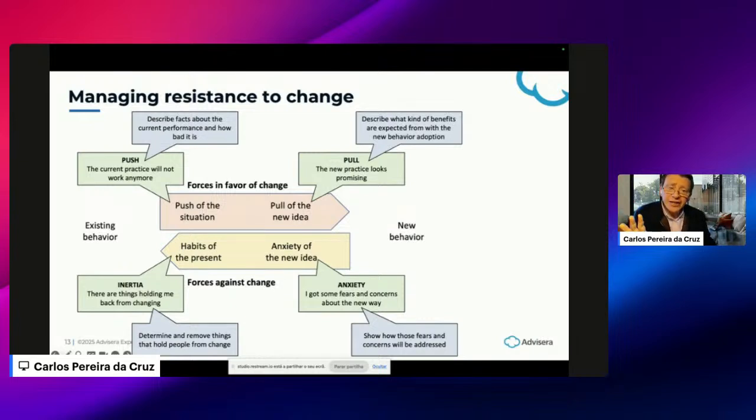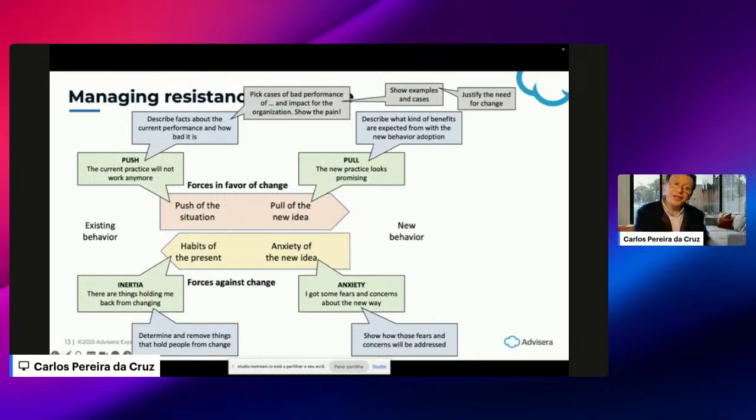Now, address inertia by explaining the need for change, okay? Providing training and removing barriers. Show quick wins. So things like this. Pick cases of bad performance and the impact for the organization. Show the numbers, show the pain, show examples and cases, okay? Justify the need for change. It's not because the consultant, or you, the quality manager or the project manager, says that we need to change. No, it's because we have this problem, okay? Or others had this problem.